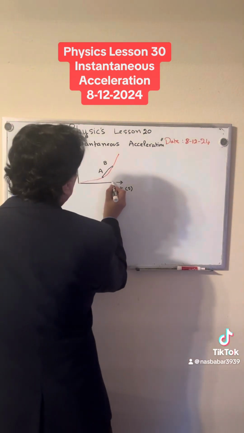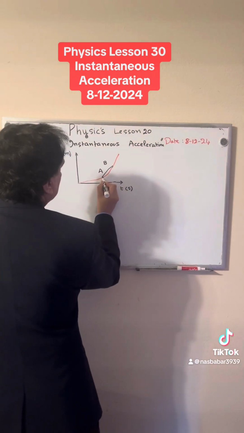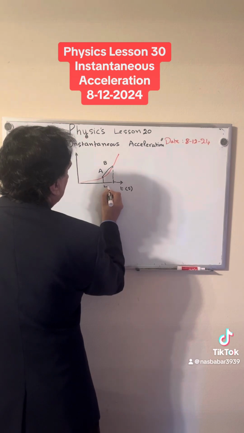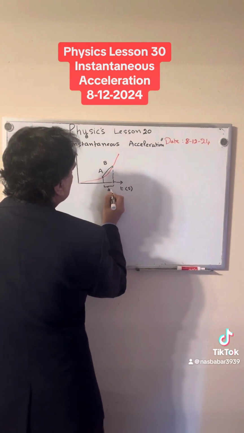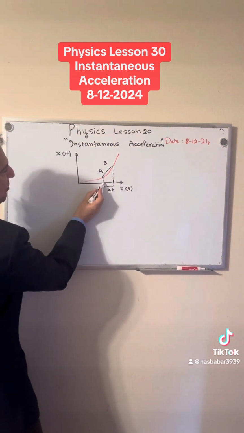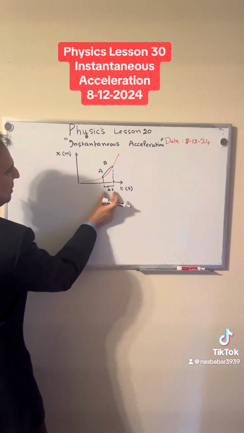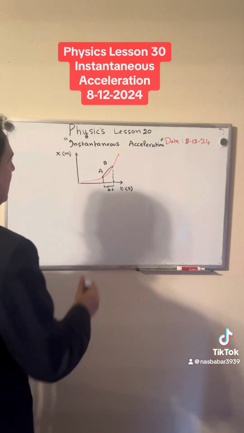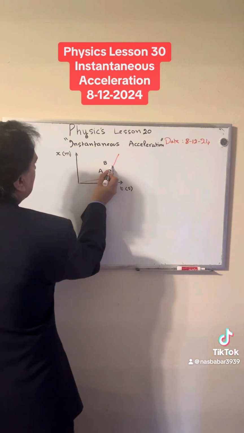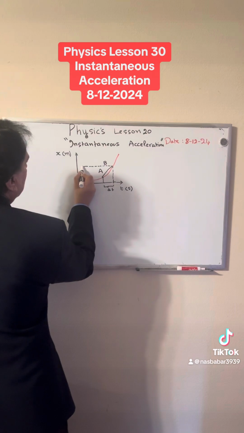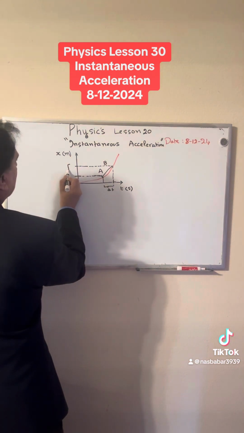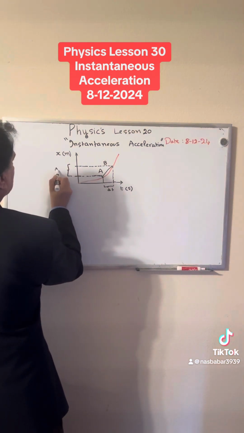Now, right here, this is my delta t. This is initial time, this is final time, and this is the difference of those, tf minus ti. Now I extend the graph and go towards distance. So this right here is my delta x.